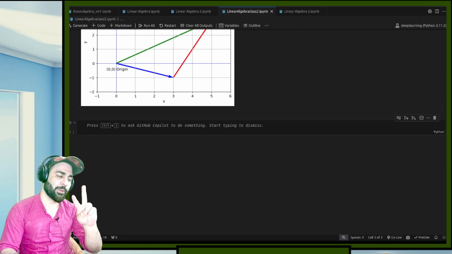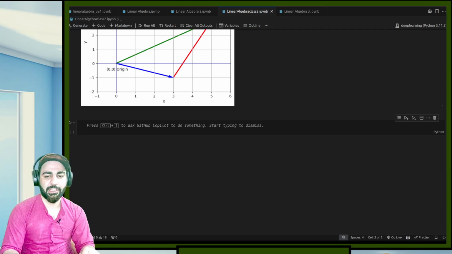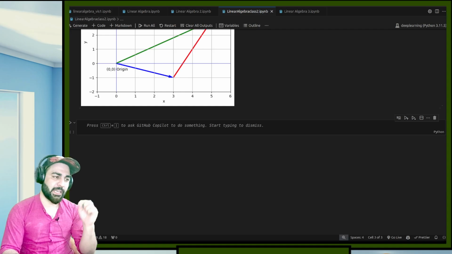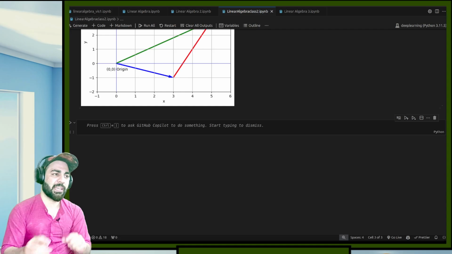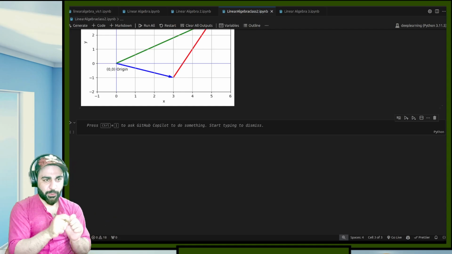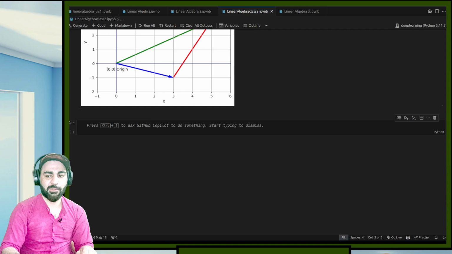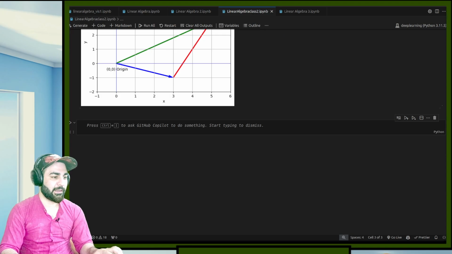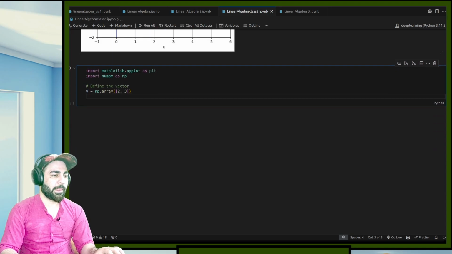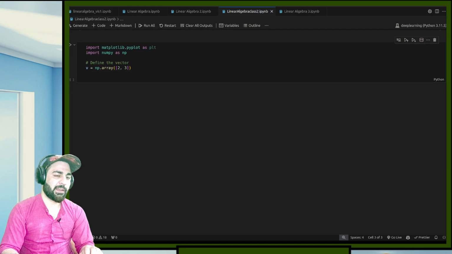I told you two operations are very important. One is vector addition, and then we have scaling, or scalar multiplication. In scalar multiplication, you just multiply by a scalar. It either stretches the vector, squishes the vector, or maybe flips it. That's why it's called scaling. Let's take an example. I'll import the standard libraries and define a vector 2, 3.